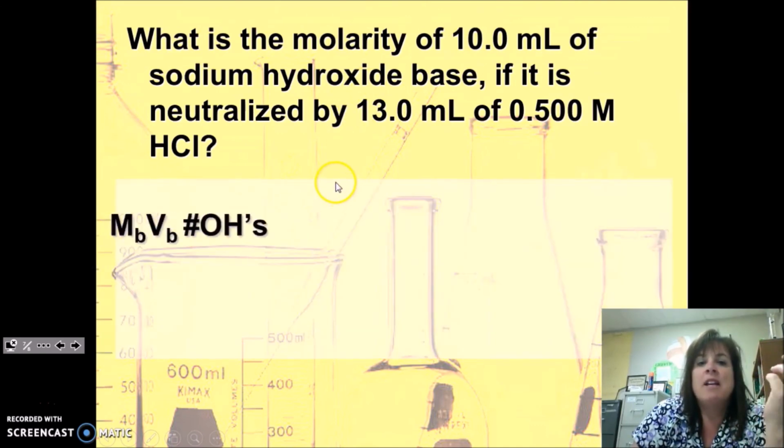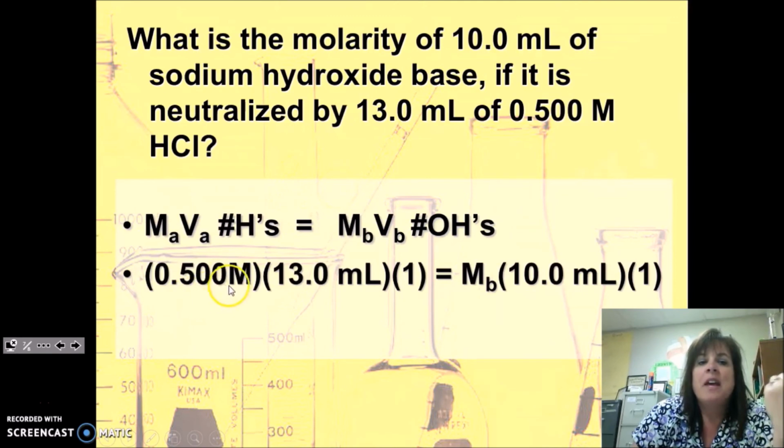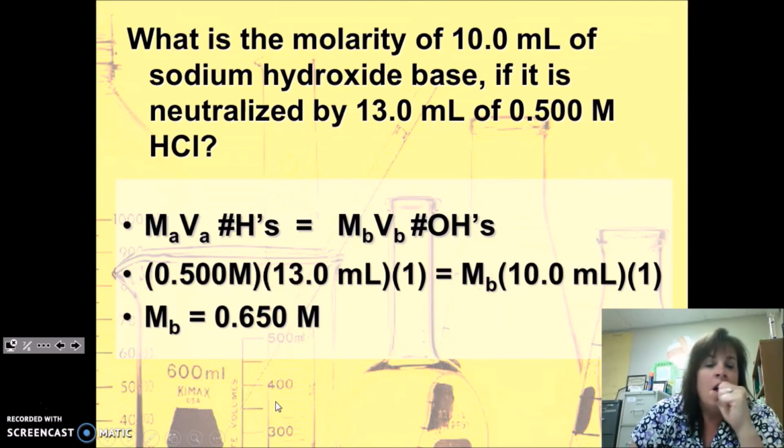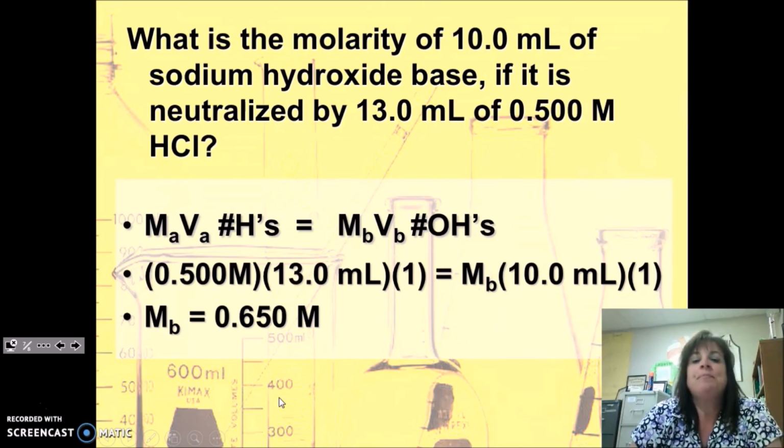So when I plug in my numbers here, there's my equation. I take my numbers, I multiply these together, and then I have to divide by 10, so I can isolate that. I move the 10 over. If you do that correctly in your calculator, you get 0.65 molar sodium hydroxide. Let's do another one.